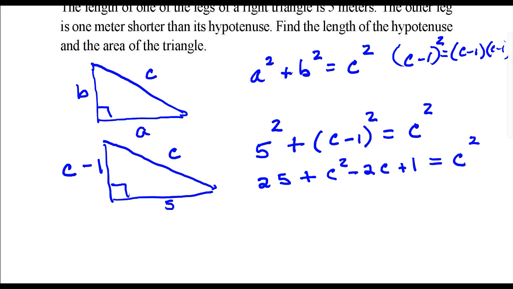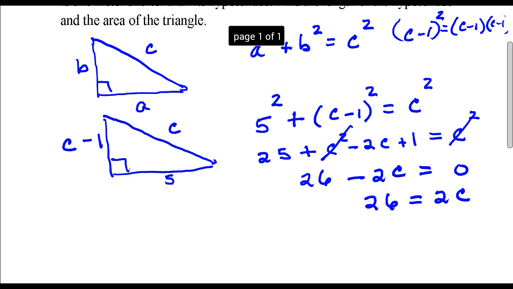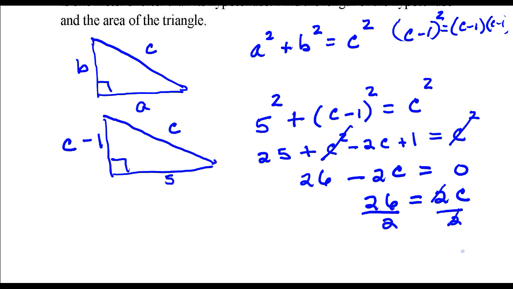Alright, now let's clean this up a little bit. C squared, if I subtract c squared from both sides, those are going to cancel out. And 25 plus 1 is 26. If I add 2c to both sides, we get 26 is 2c. And then finally I can solve for the hypotenuse if I divide both sides by 2. So in this case, C, the hypotenuse, is 13 meters.